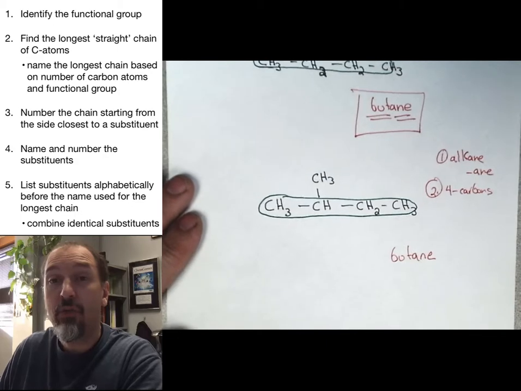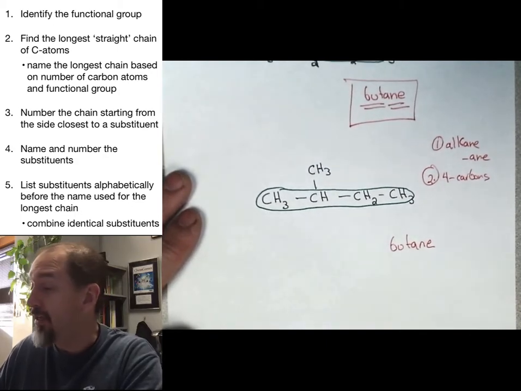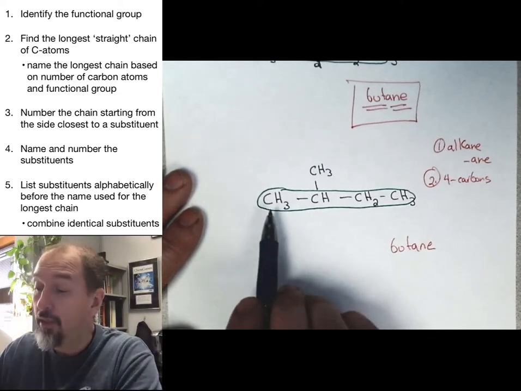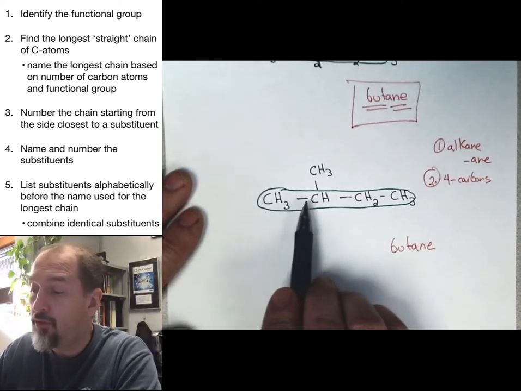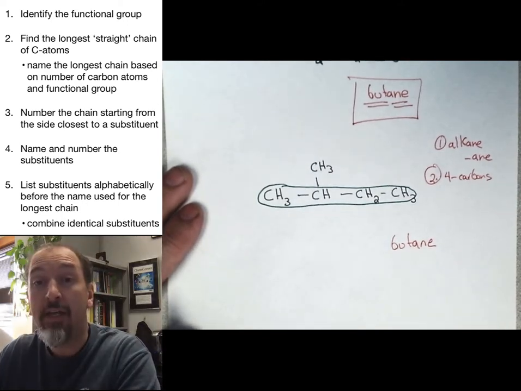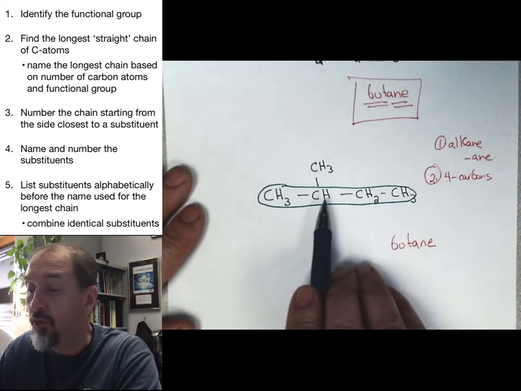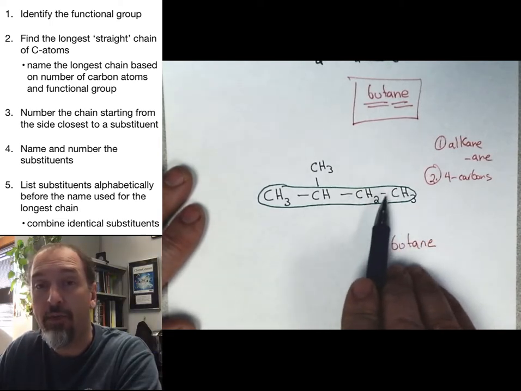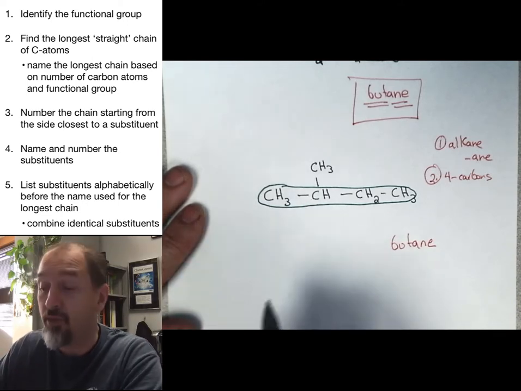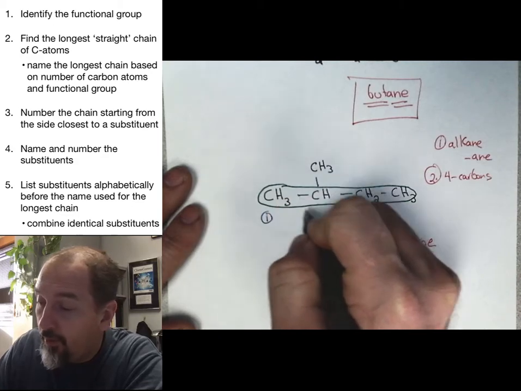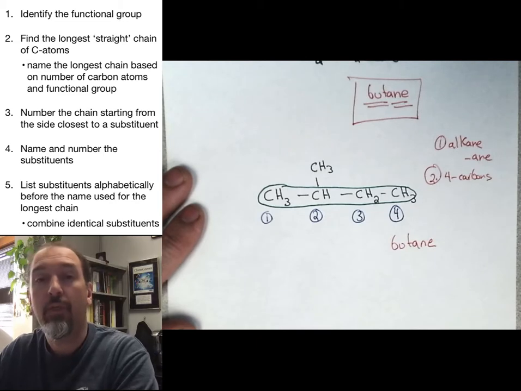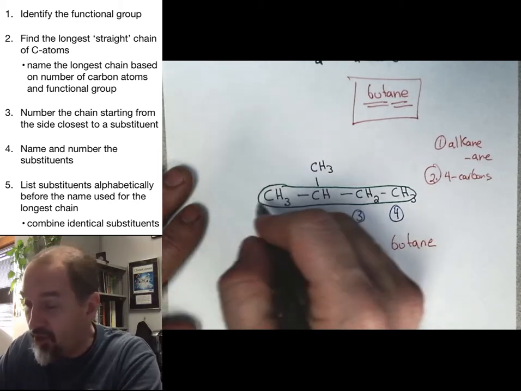Now, since we have a substituent, we have more steps we have to do. The next step is to number the chain starting from the side closest to the substituent. You can see here if I start numbering 1, 2, I hit the substituent, 3, 4. That is better than numbering it the other way, 1, 2, 3, because if I started on the right and went this way, it would be on 3. So you always start on the end that's closest to a substituent. 1, 2, 3, 4. So now we numbered the chain.